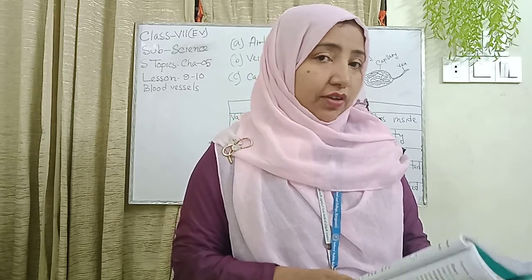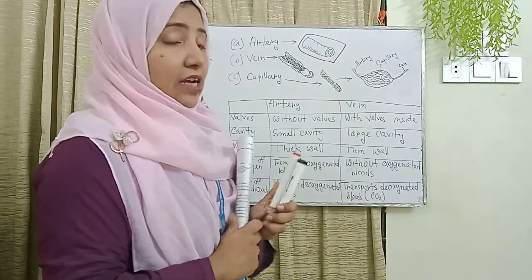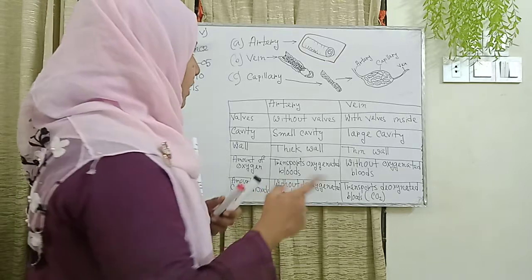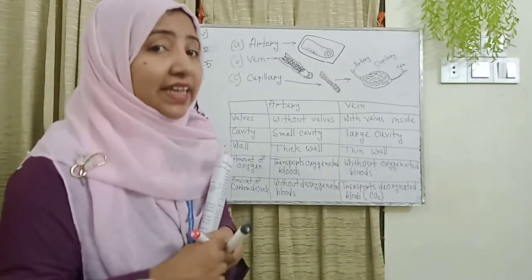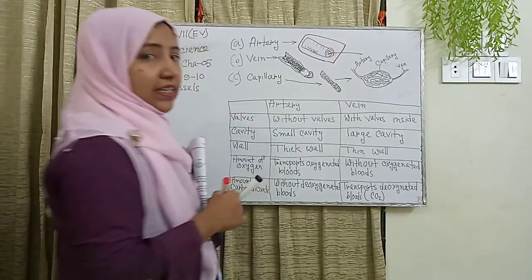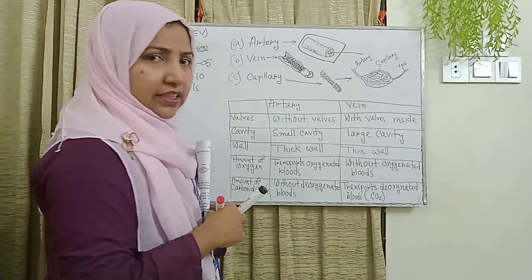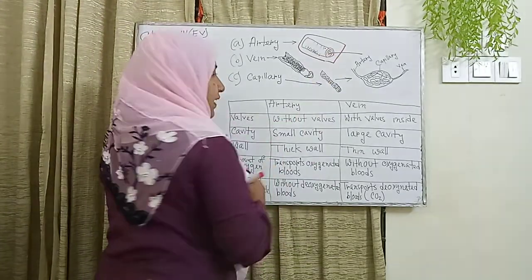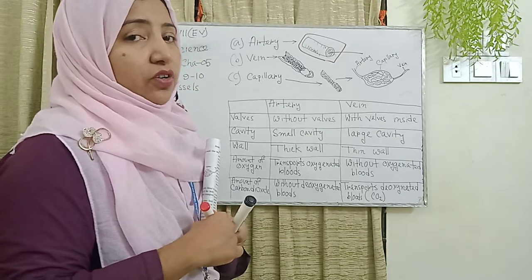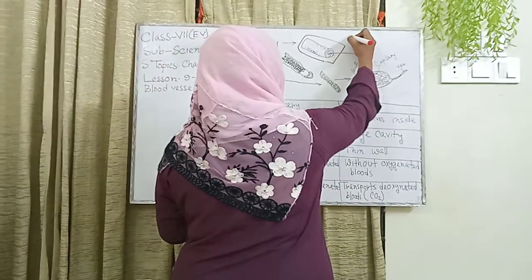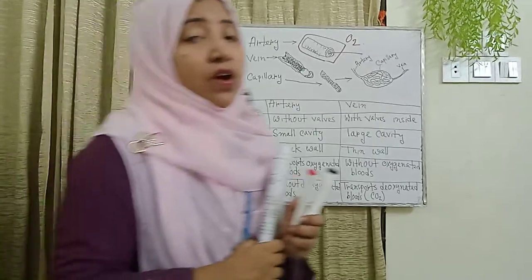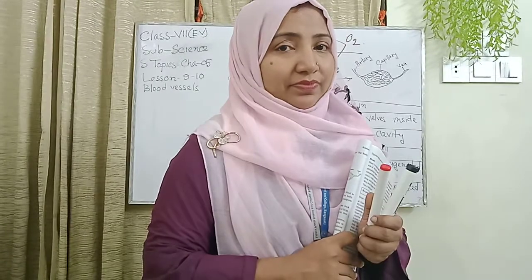Arteries transport oxygenated blood. Again, let me repeat what an artery is. Basically, an artery has no valve and has a small cavity. Here this is the small cavity and this wall is very thick. Arteries flow only one type of blood, the oxygenated blood. Here I draw the oxygen, and they flow the oxygenated blood.